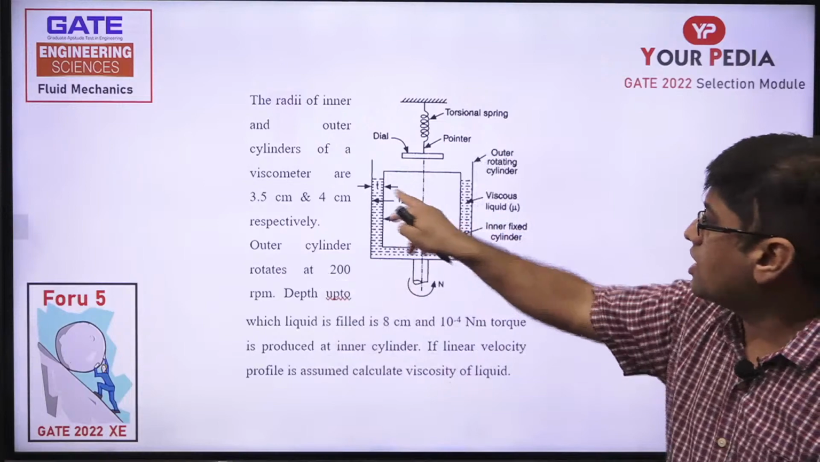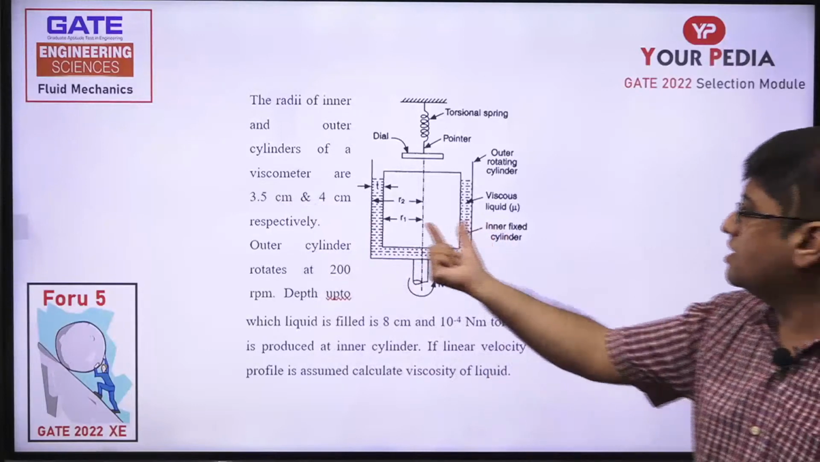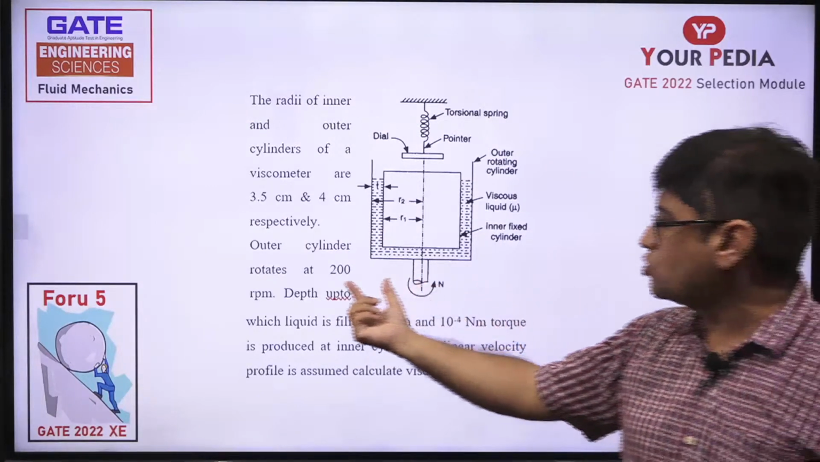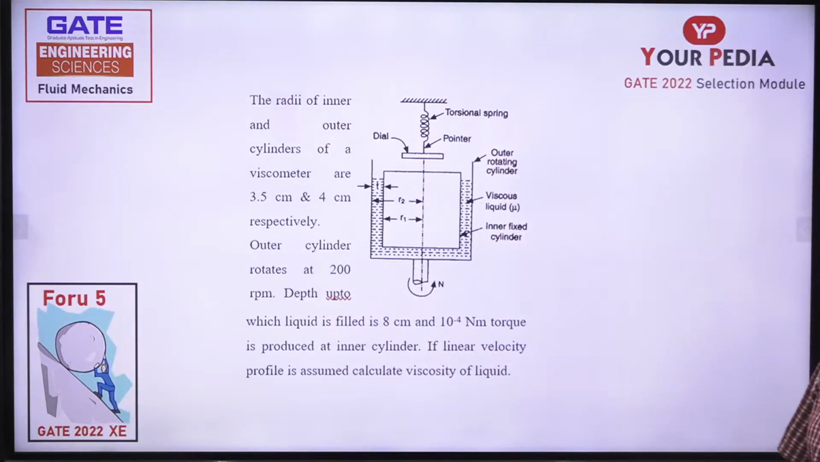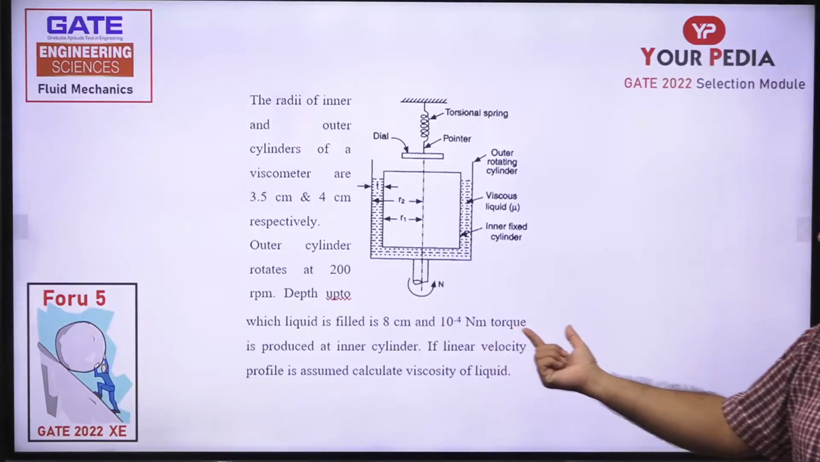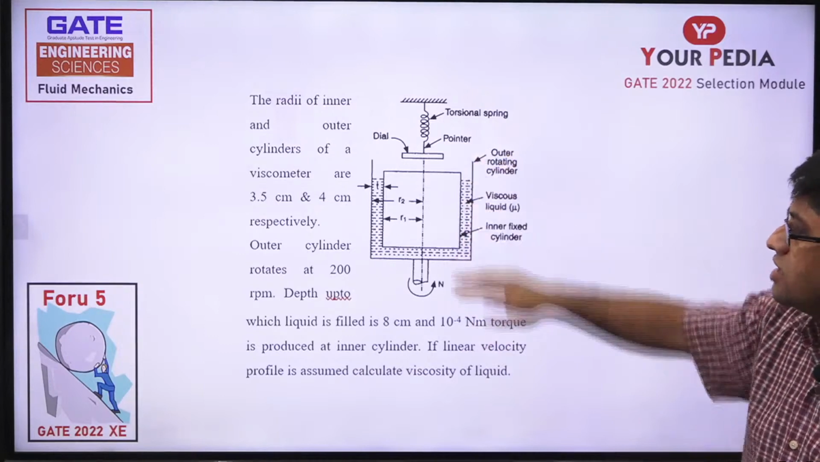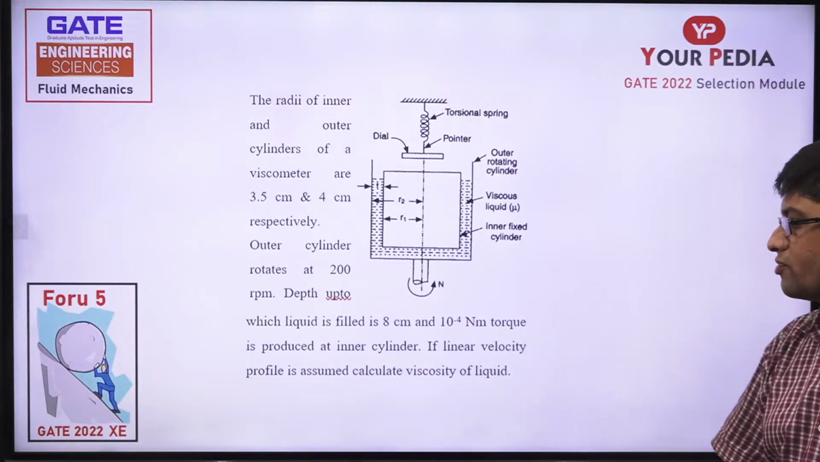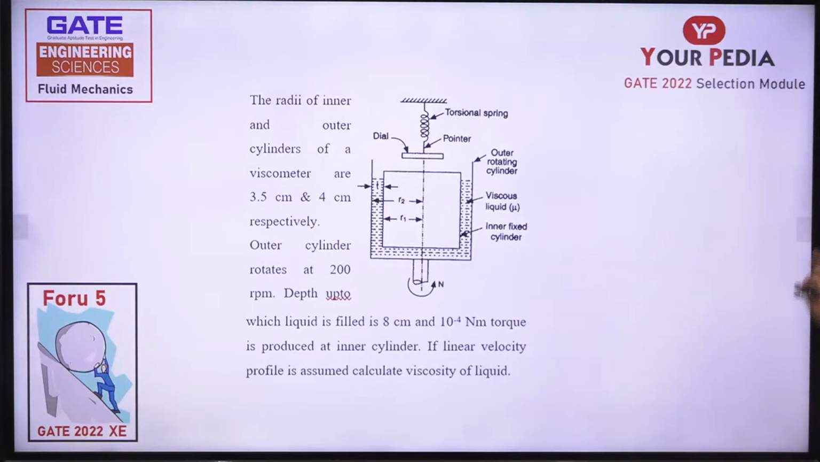The radii r1 and r2 of the two cylinders are given as 3.5 centimeter and 4 centimeter. So we are given the radius of the inner cylinder and outer cylinder, and the outer cylinder is rotating at 200 rpm. The depth of liquid is 8 centimeter, and a torque of 10 raised to minus 4 Newton meter is also given. So the depth of liquid in contact with the cylinder is given to us. We are assuming a linear velocity profile, and we have to find out the viscosity of the liquid.